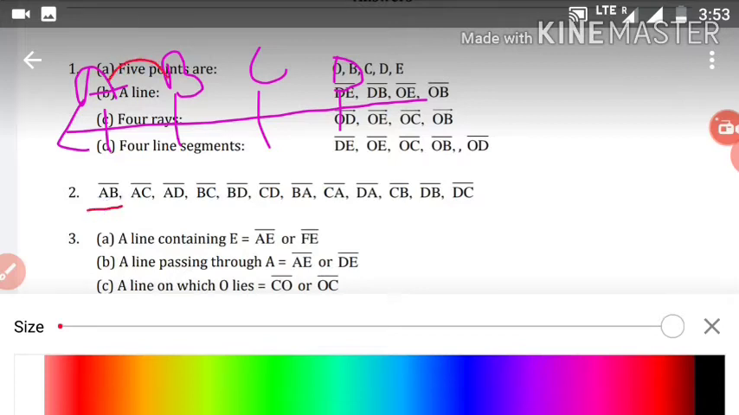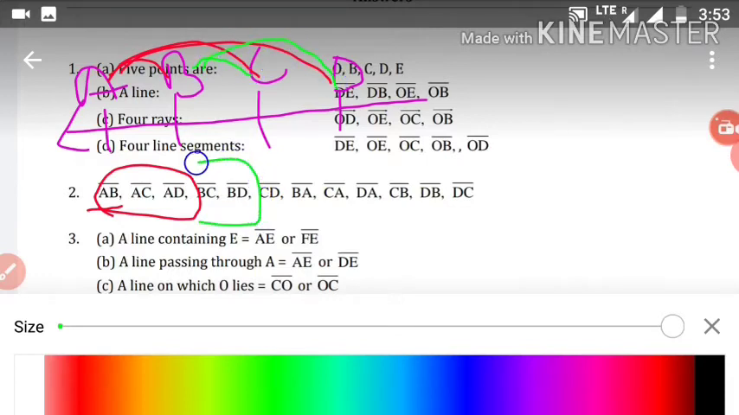Now line AB. AB is one line, isn't it? Again AC is one line. In the same way, AD is another line. So we got three lines. Now from B, BC is one line. In the same way, BD is another line. So how much total did we get? 5. Now from C, CD is one line, isn't it?